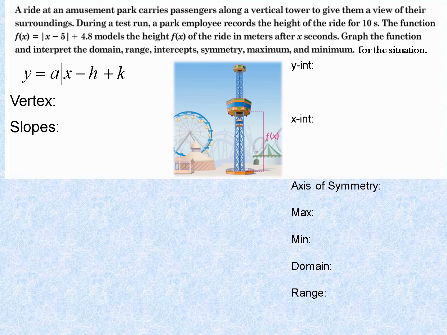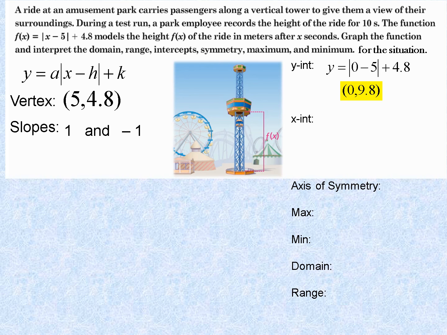So the vertex, you're probably going, well, where's the b? Well, in this case, the b is 1. So we can use the form a times x minus h plus k. So my vertex is 5, 4.8. The slope of each side, remember, is plus or minus a times b. Well, that's 1. So 1 and -1. For the y-intercept, we're going to plug in 0 for x. And I come up with 0, 9.8.